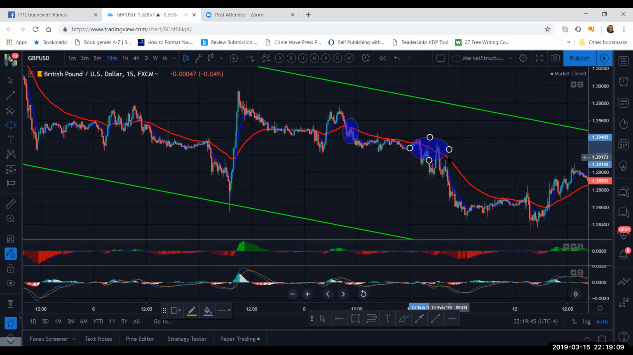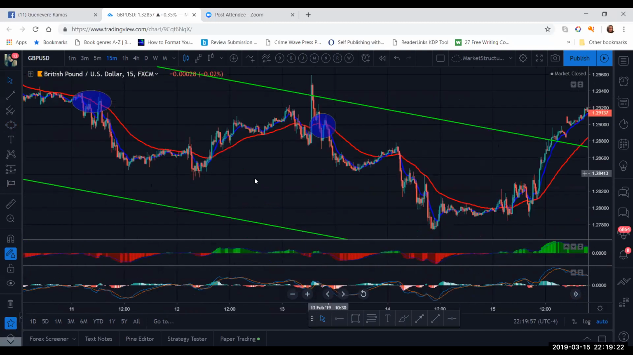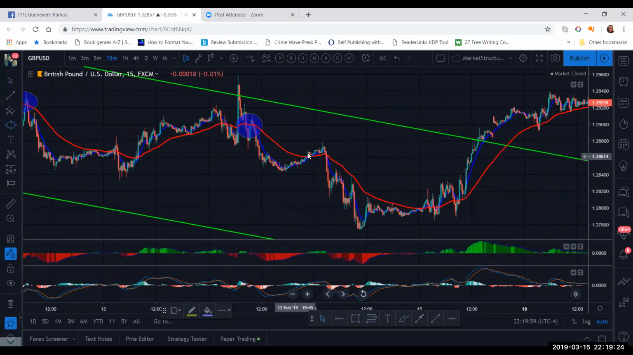We do not trade off the 15-minute. We're just looking for multiple entries to sell because on the higher time frame that we identified, we are in a seller's market because the market is staying below the trend line. Okay, now we finally got a break out of our trend line. We are no longer in a seller's market.